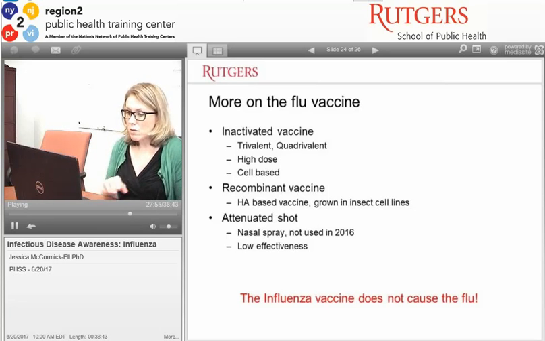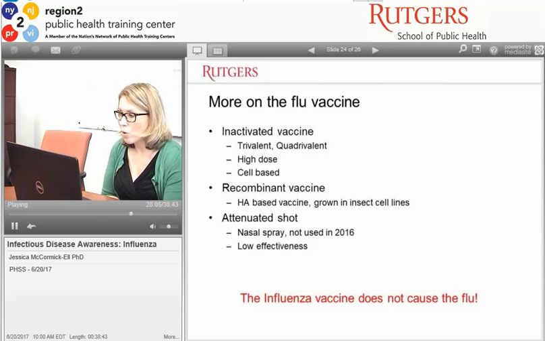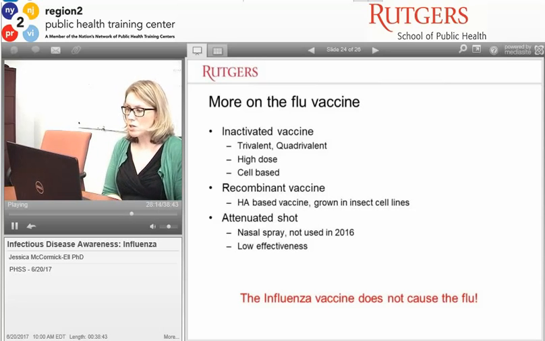There's also a recombinant vaccine. This one is actually based on HA. It has a multiple array of HA from 4 different flu viruses. It's grown in insect cell lines, so everything is a cell line based recombinant vaccination. I don't believe this one's used as prevalently as the inactivated vaccine, but it is an option, especially for people who maybe have any of the contraindications to the inactivated vaccine.